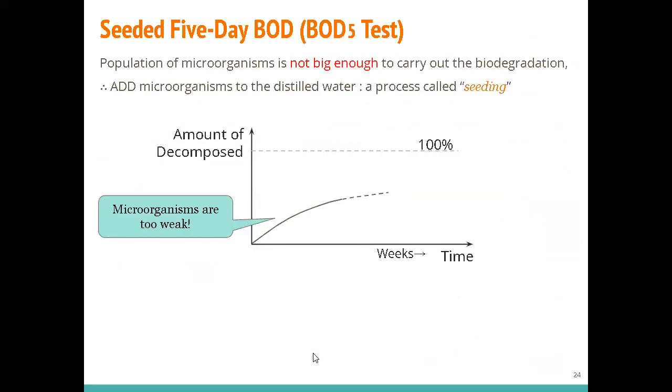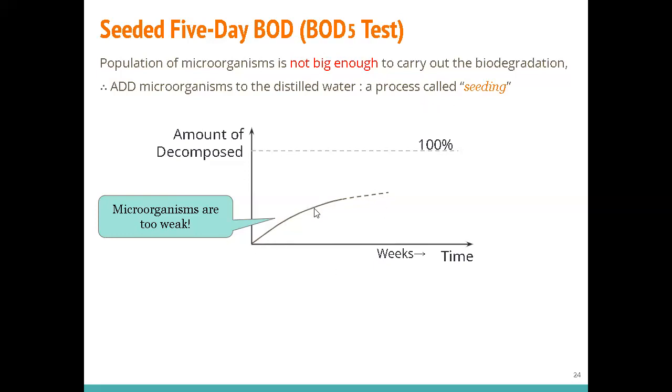Okay. So next we talk about a more complicated case. Sometimes your population of microorganisms is not big enough. It's not your fault, right? You have a lot of waste, you have a lot of organic material inside, but your microorganisms are too weak to carry out the biodegradation. So you want the biodegradation to happen in an aerobic situation. So next, how do we solve this problem? We add some microorganisms to the distilled water, a process called seeding.